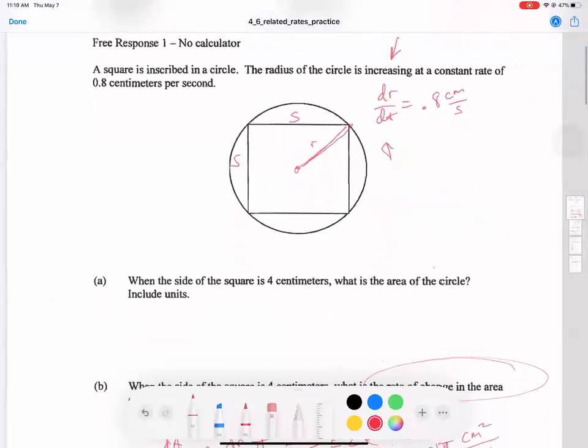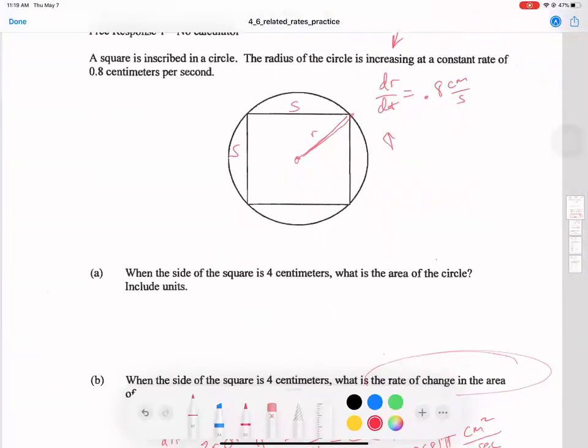Now, the question will then say, when the side of the square is 4 centimeters, what is the area of the circle? Okay, very simple. If the side of the square is 4 centimeters, what would the area of the circle be? Well, the area of a circle is A equals pi r squared.